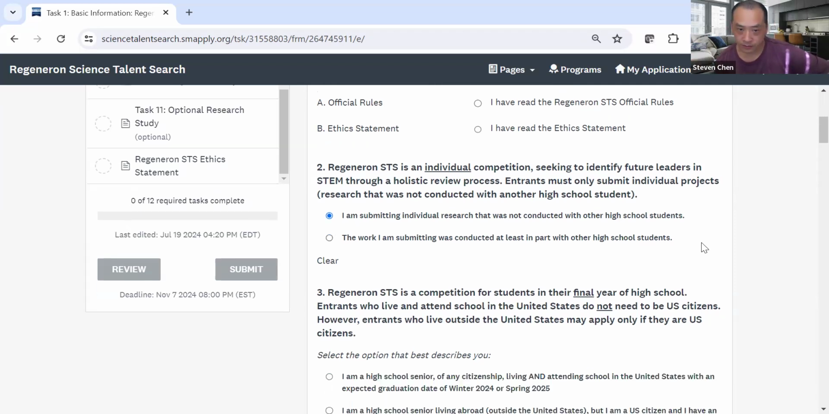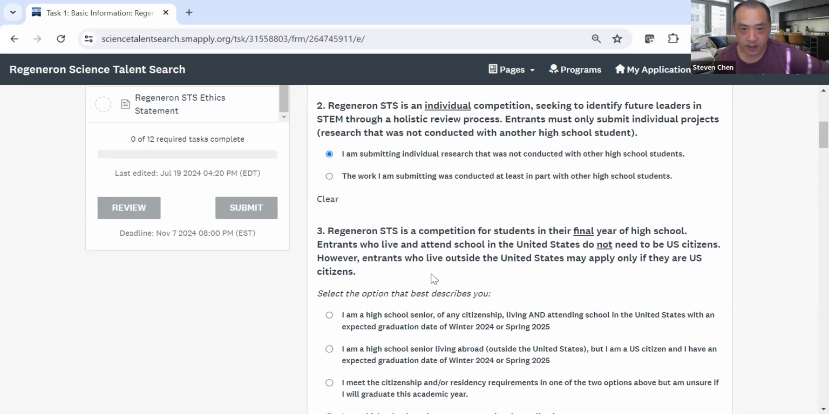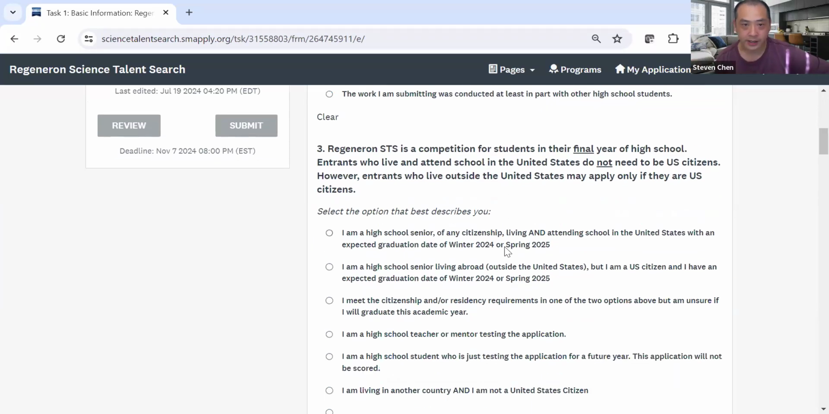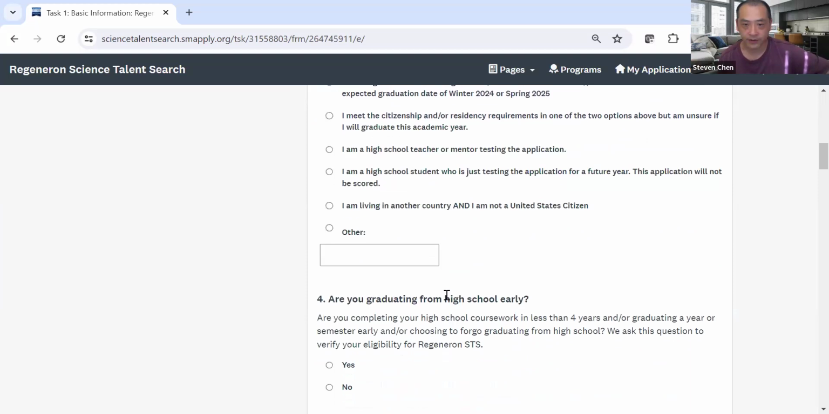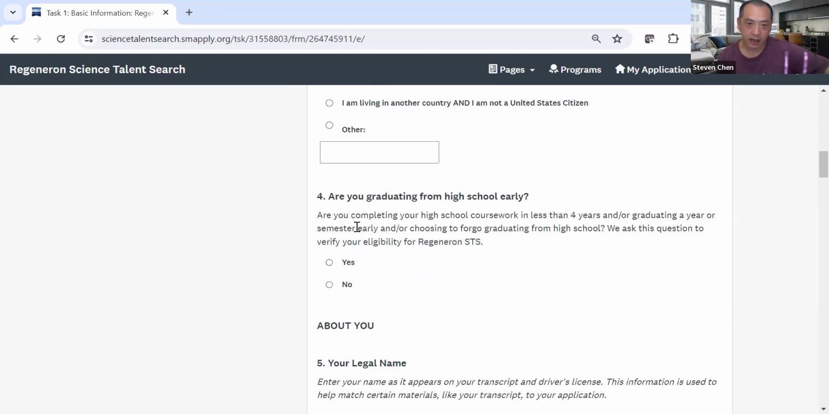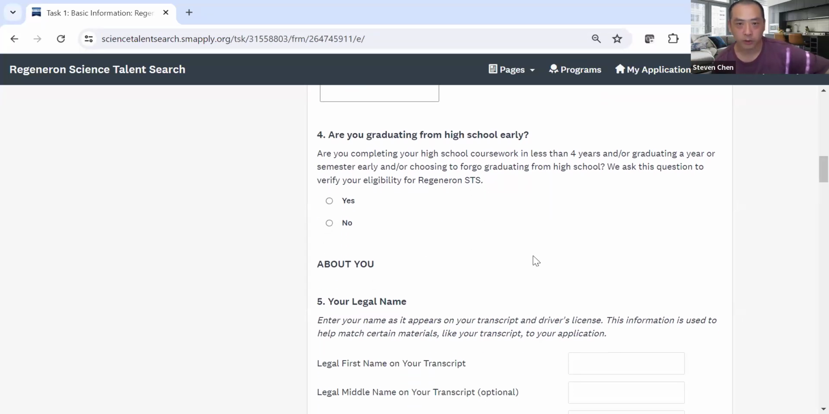All right, so see here. It asks you to choose your eligibility: whether you're a high school senior, whether you are attending school in the US, whether you are a US citizen. The next one is about early high school graduation. Some juniors want to graduate early, so basically their 11th grade will be their last year in high school. If that is the case, there are some additional questions you have to answer in order to be qualified for it.